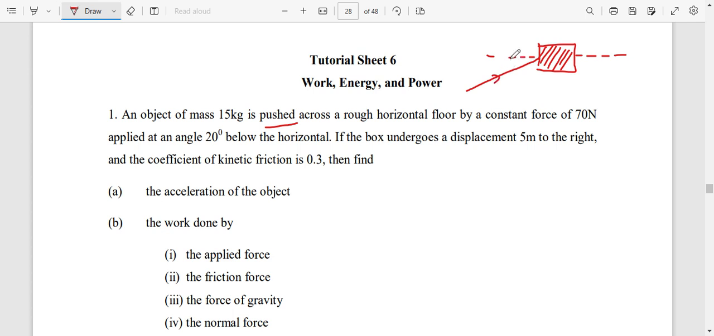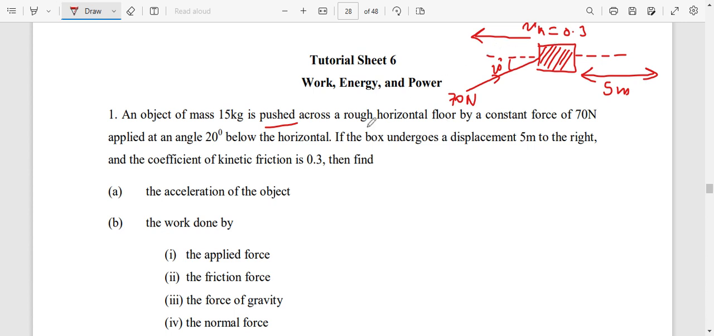The force is applied at this angle, which is 20 degrees from the horizontal, and that force is 70 newtons. If the box undergoes a displacement of 5 meters to the right, meaning it moves only 5 meters here, and the coefficient of kinetic friction is 0.3, meaning that there is a force pulling it in the opposite direction, then we want to find first the acceleration, and the work done by all these forces listed down here.